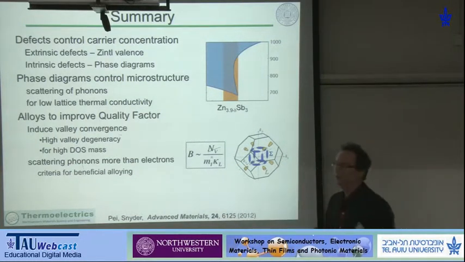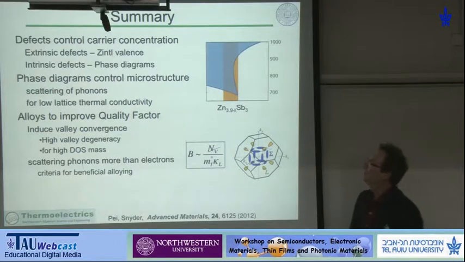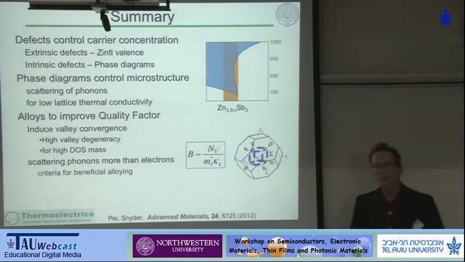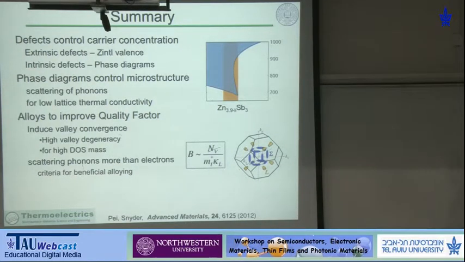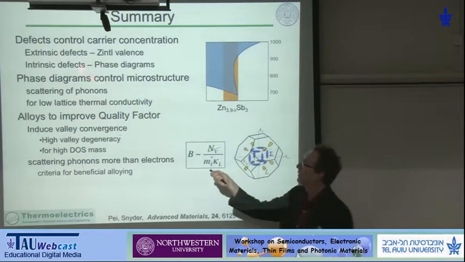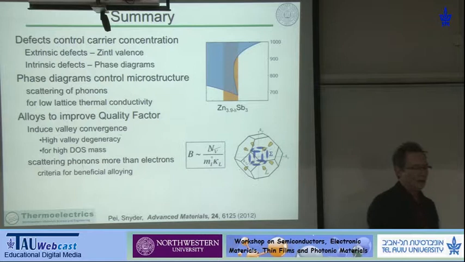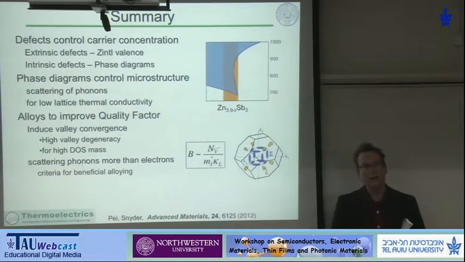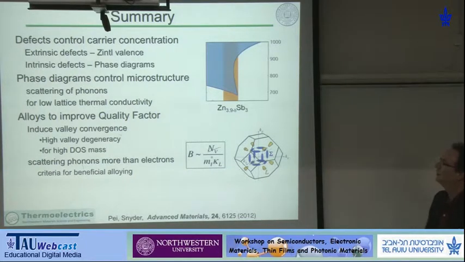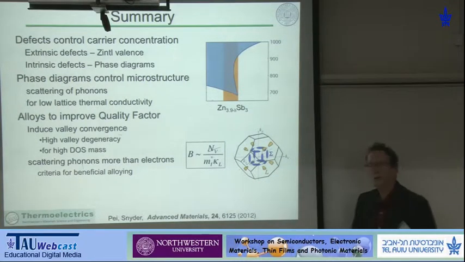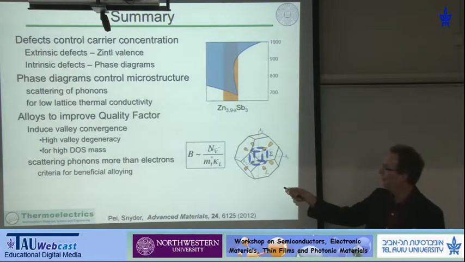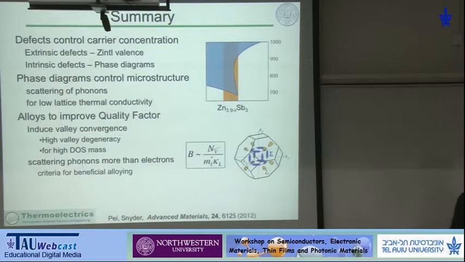We're using the extrinsic defects, looking at the charge valence to engineer the carrier concentration, and also the intrinsic defects that come naturally from the phase diagrams. And that leads to the importance of understanding the phase diagrams, both experimentally and utilizing calculations to predict them. These phase diagrams control microstructure, which we can utilize for phonon scattering, that allows us low lattice thermal conductivity, which we need for the quality factor.